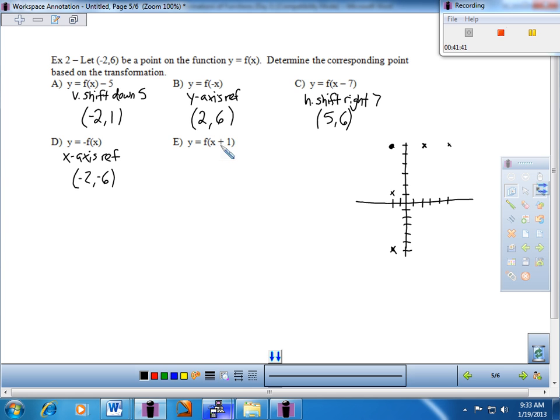Which way is this going? I'm seeing it as a horizontal shift. Left. Again, it just kind of jumps off the board at me. As soon as I see this notation, it's an input, it's horizontal, plus moves it to the left. Absolutely great. And so as a result, let's just move that point 1 to the left, and it goes right there. And so as a result, I've got -3 and 6. Notice the X changed, the Y did not.